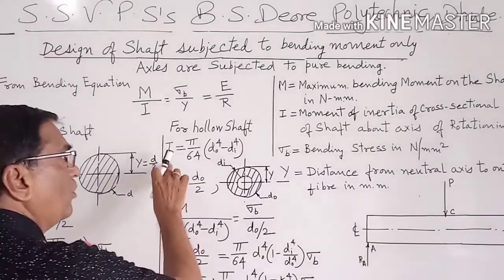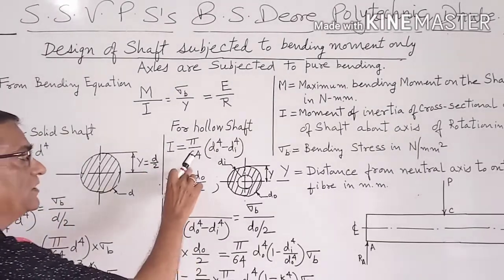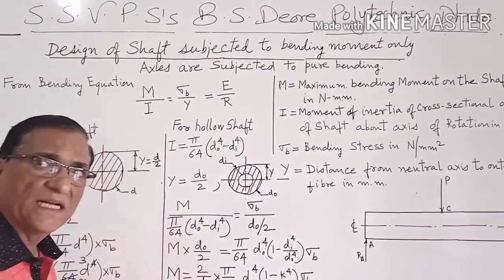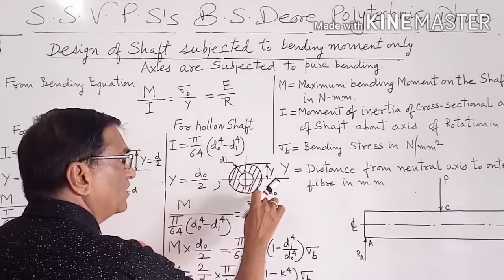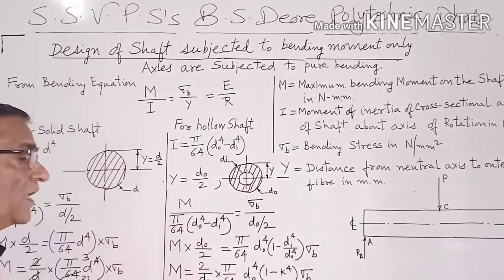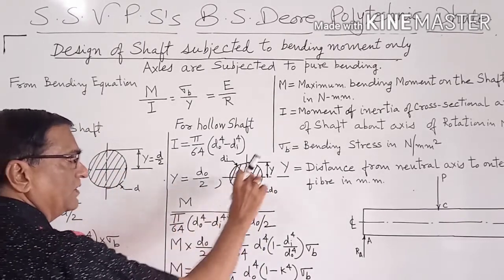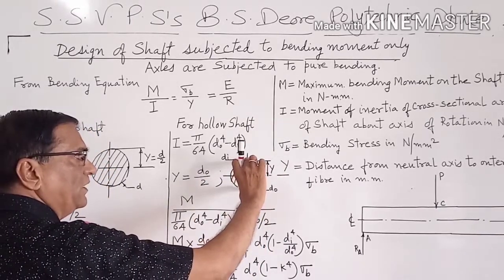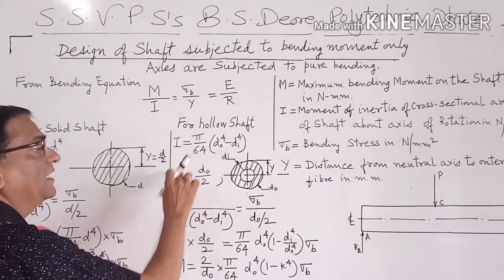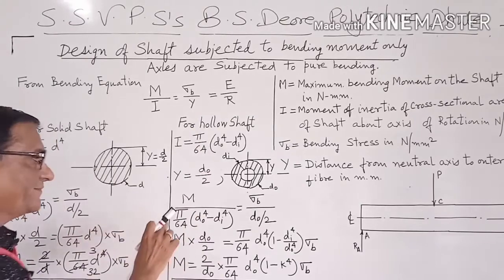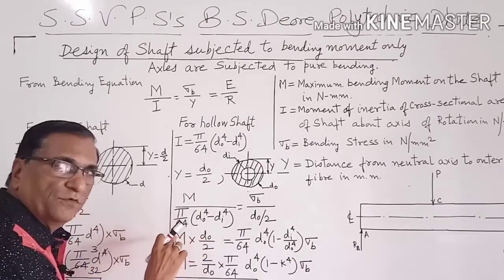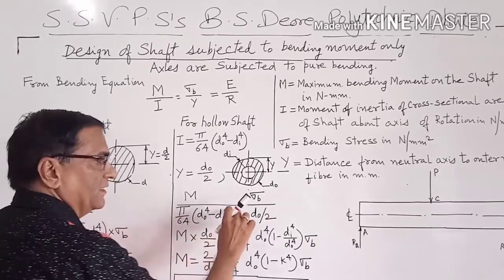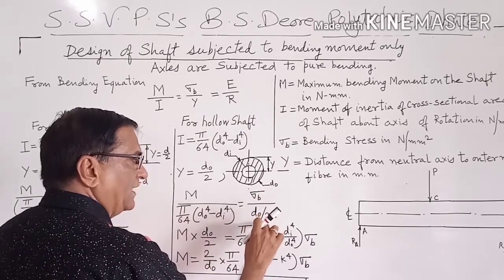For hollow shaft, the value of I is equal to pi by 64 in the bracket do raised to 4 minus di raised to 4, where di is the inner diameter of the shaft and do is the outer diameter of the shaft, and y is the distance of the outermost fiber from neutral axis, that is equal to do by 2 because diameter is do. Now putting the values of I and y in this equation, we will have M upon pi by 64 in the bracket do raised to 4 minus di raised to 4 equal to sigma b upon do by 2.